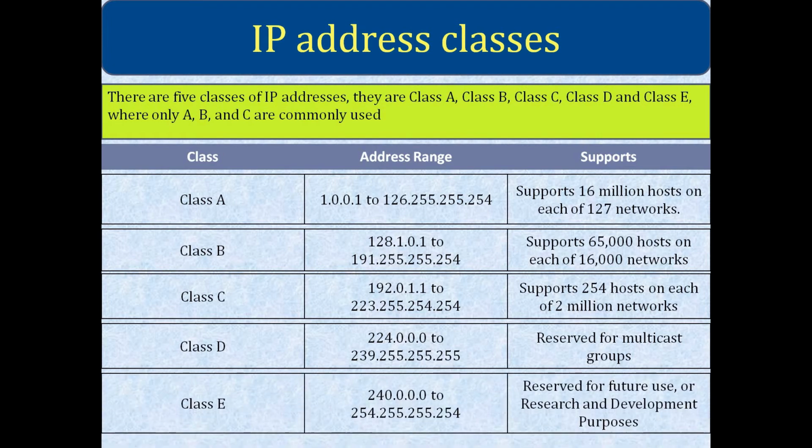And class E, this is the final series, belongs to the 240.0.0.0 to 254.255.255.255 series. So this is reserved for further use or research and development purposes. Those who are doing research and developing some kind of thing, that organization uses this IP address. This is specially for research, and class D is specially reserved for multicasting.